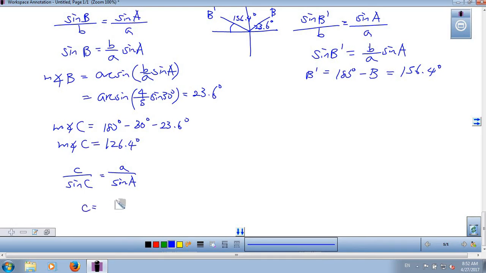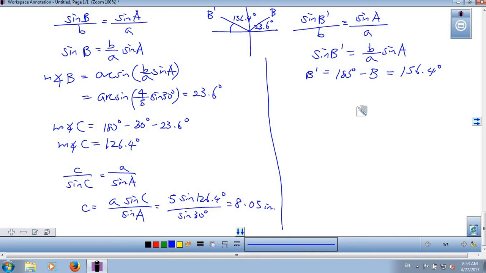Alright, so little c will be A times sine C over sine A, will be equal to A was 5, right? 5 times sine of 126.4 degrees divided by sine of 30 degrees. So let's go ahead and plug in that. So sine, divide, and then times 5. So that'll give us 8.05 inches. All right, so that's the solution for the first set of solutions.